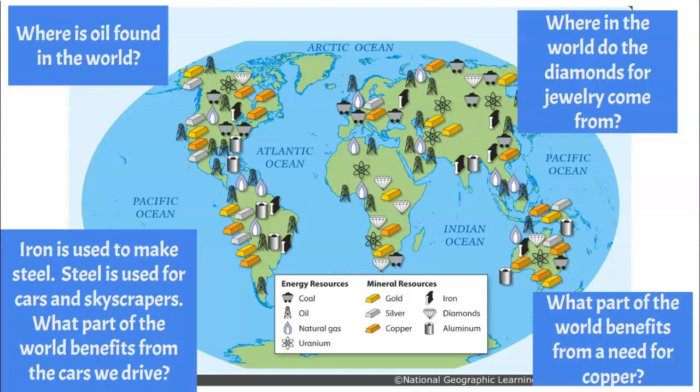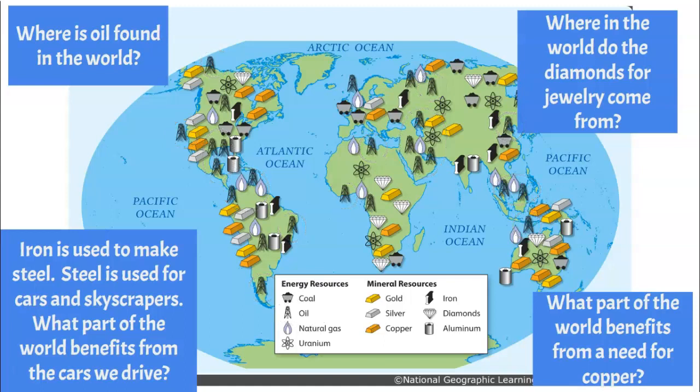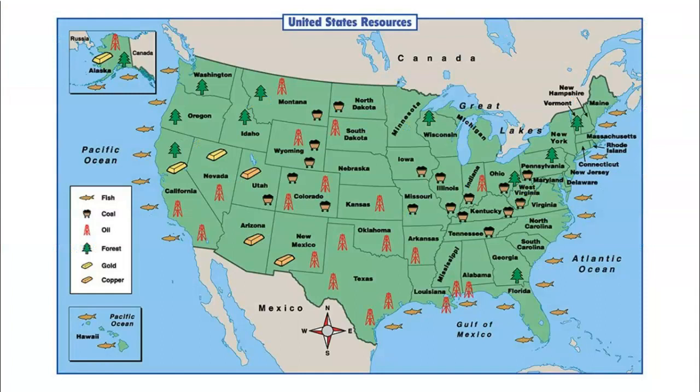Where is oil found? Well, you would look at the map legend or key, and you would find the symbol for oil, which in this case is an oil well. And any place on this map where there's an oil well, they produce oil. The same thing for iron ore or steel, diamonds, copper. You can answer all these questions just by using this map and making inferences.